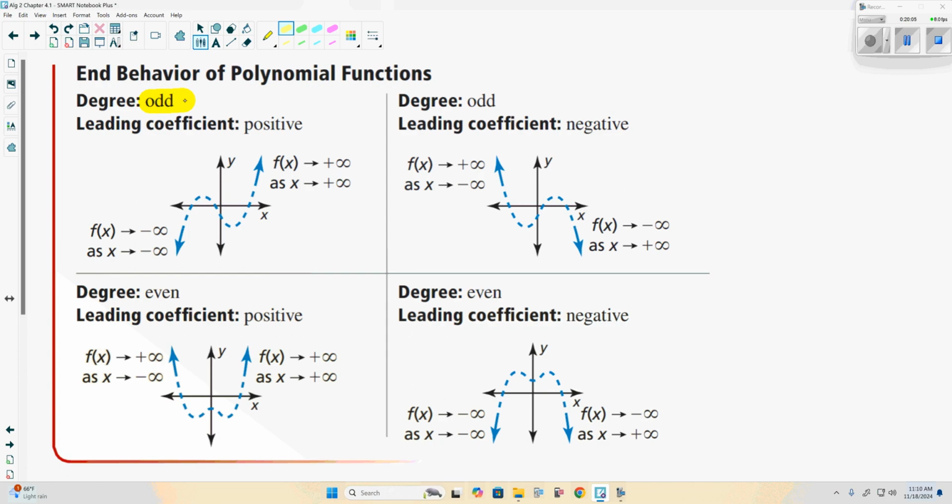If our degree is odd and the leading coefficient is positive, at some point, as we go to the left, as we're going in this direction, the graph will eventually head down. It's going to go towards negative infinity for the y. And as we go to the right, towards positive infinity, it's going to go positive infinity. Our f of x is just our y value.